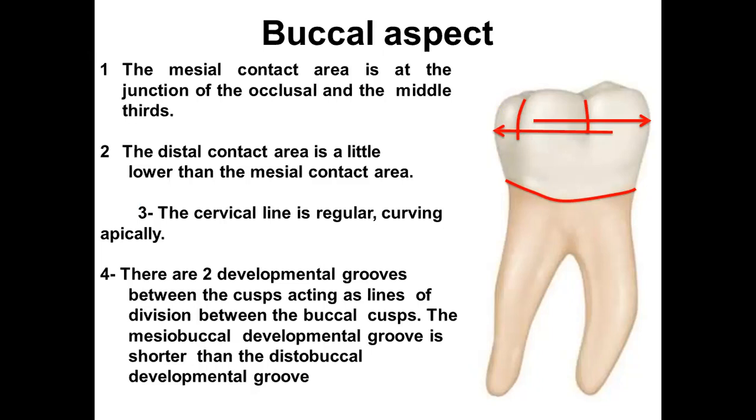When we compare the contact points, the mesial contact point is at the junction of occlusal and middle one third. However, the distal contact point is at the junction of middle third. It is same for all the molars.